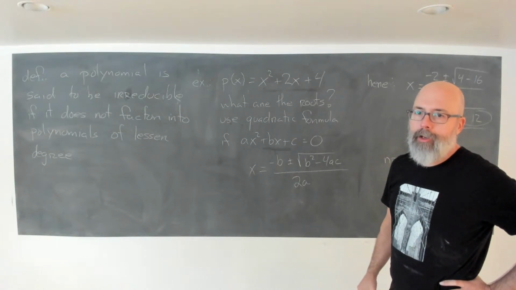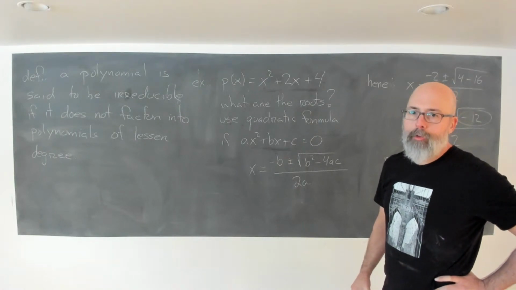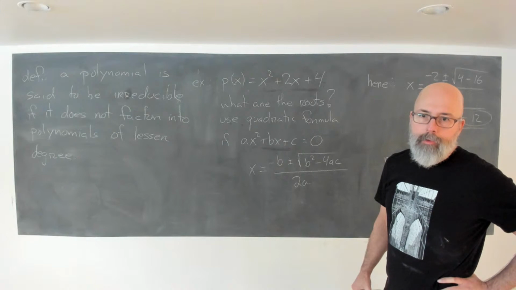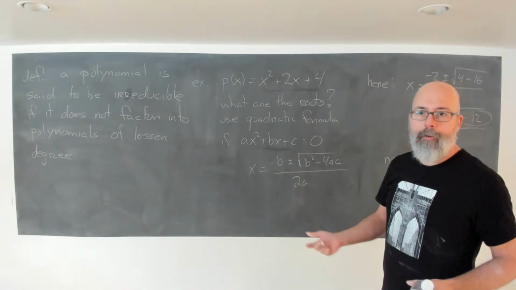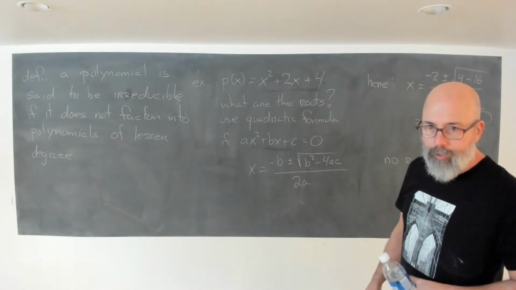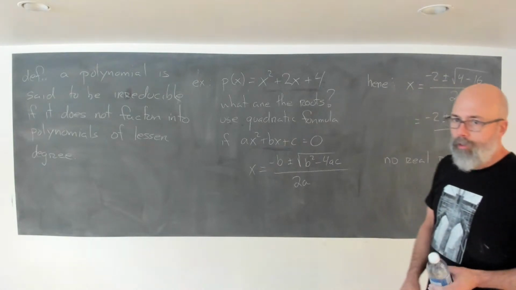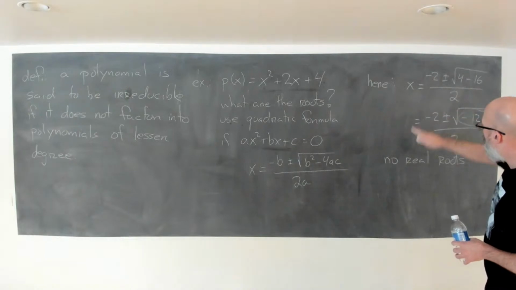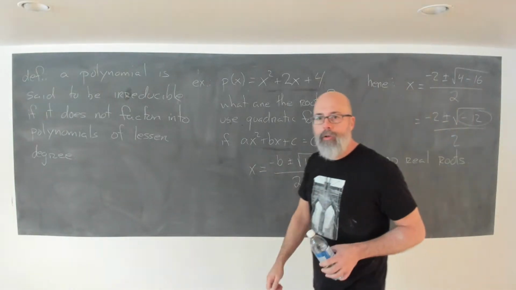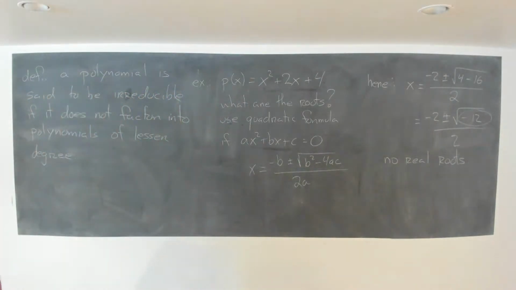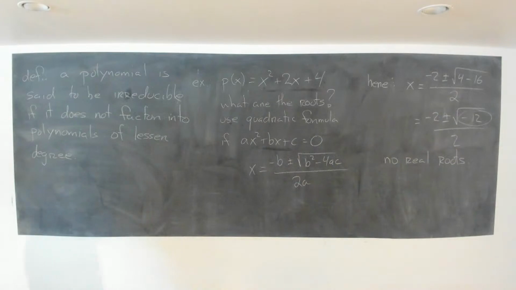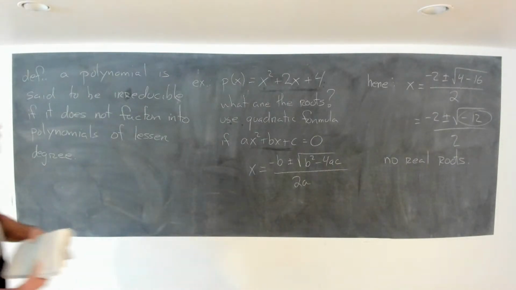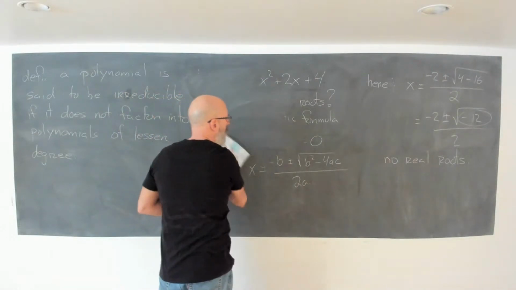JD is asking if you'd be penalized for not showing your trials when finding a root. Well, if you have a root and you show that it's a root by plugging in, that's sufficient. If you try a few roots and you're not finding anything, and then you want to somehow conclude that there are no roots, that's not going to be sufficient. You really want to show that there are no real roots, either by using the quadratic formula or something to that effect. Right, so a polynomial is said to be irreducible if it does not factor into a product of polynomials of lesser degree.